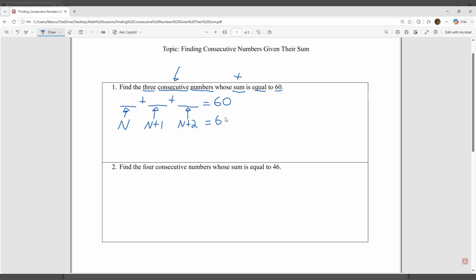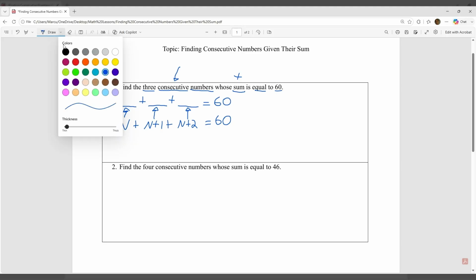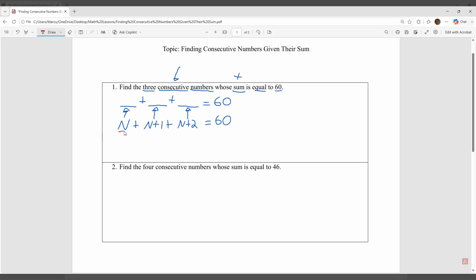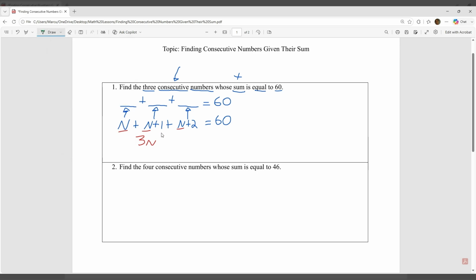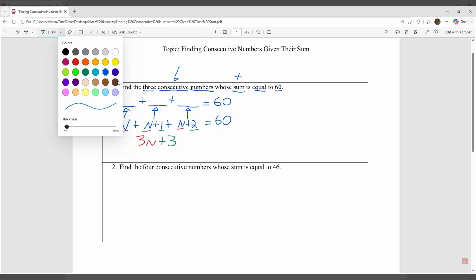So once you do that, you have your complete setup, and then we can combine like terms. So we have n, n, and n. That's a total of 3 n's. And then we combine the 1 with the 2. That also makes a 3. And that's going to be equal to 60.